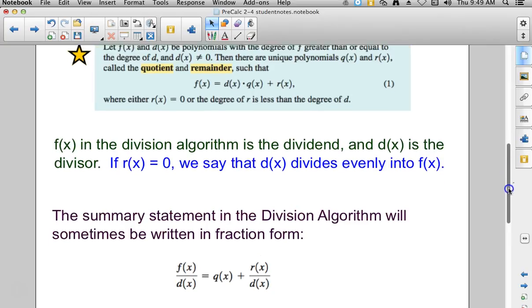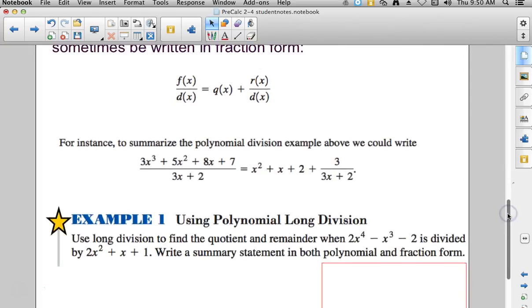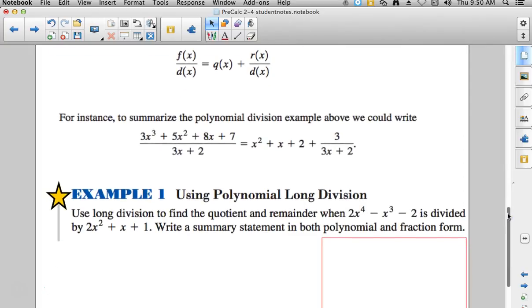So the summary statement in the division algorithm will sometimes be written in fraction form instead. And that was actually the way you first learned how to do division, by writing, hey, here's my quotient answer, and then I'm going to put that remainder over my divisor. So that's going to be our fraction form. And here it is again, exactly what we did before. When we did our division, exact same problem, here's the quotient, but we've got this little remainder and we have to put that over the 3x plus 2. So there's our fraction form.